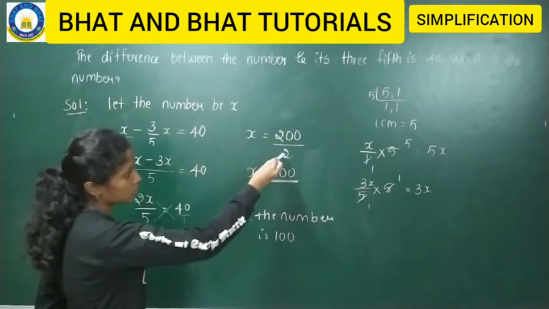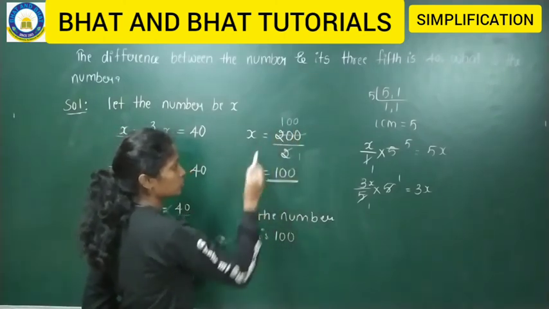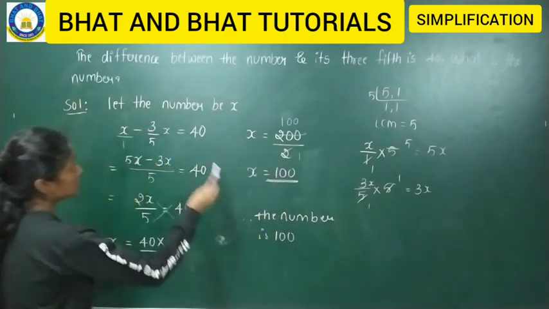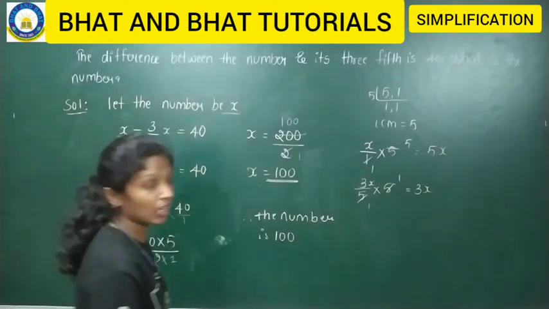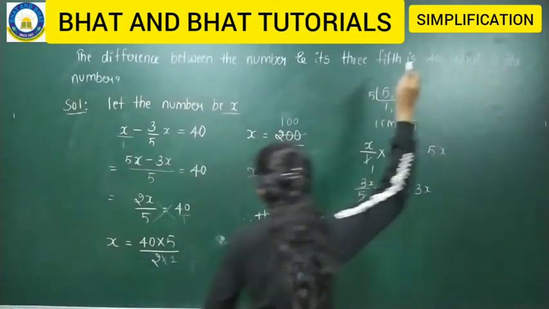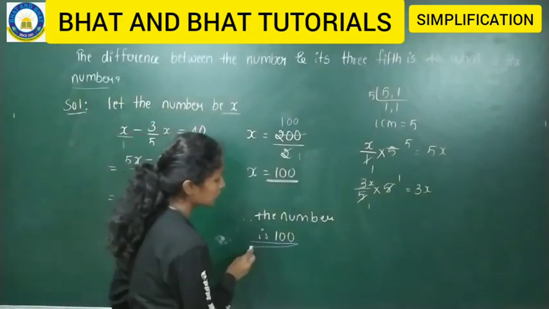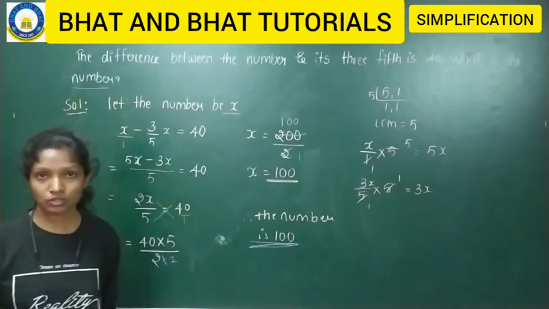2 ones are 2. So here 2 ones are 2, 0, 0. So therefore x is equal to 100. Since we are considering the number as x, and what is the thing they are asking in the question? What is the number? So therefore the number is 100. Got this? So now you people can copy down this.